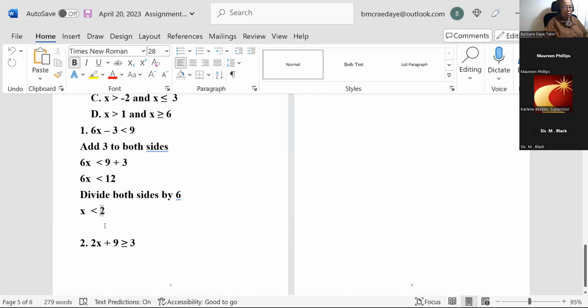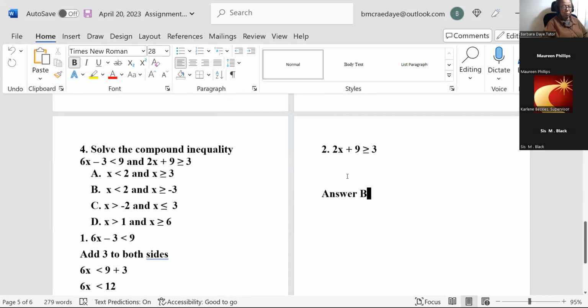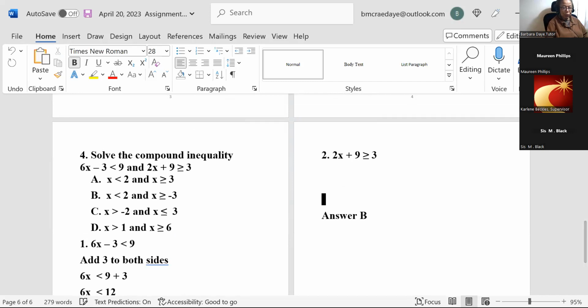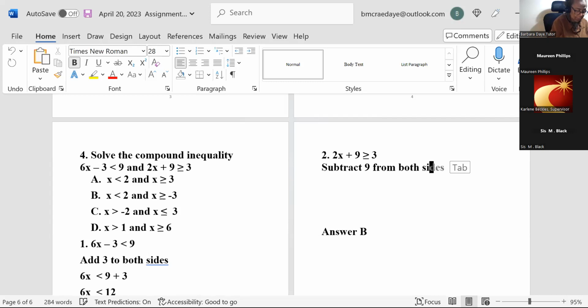Then, Mercedes, what did you do for number 2? The second inequality. What did you do first? I divide 9 on both sides. No. Take away 9 on both sides. This is a plus. Plus goes with subtraction, right? So you'd have to subtract 9 from both sides. Okay.